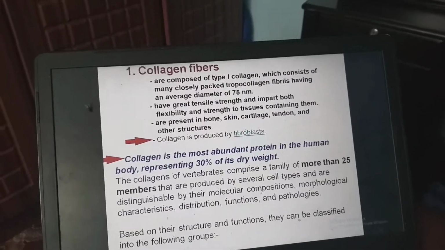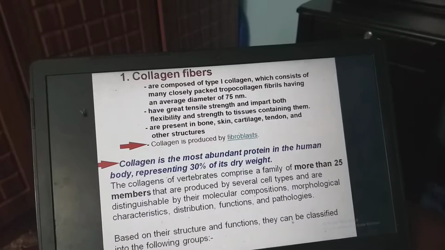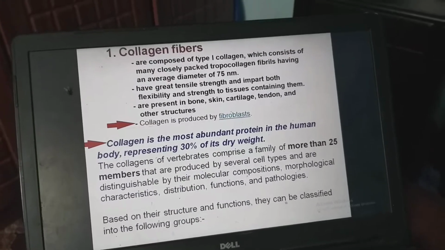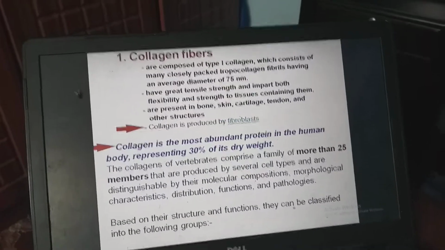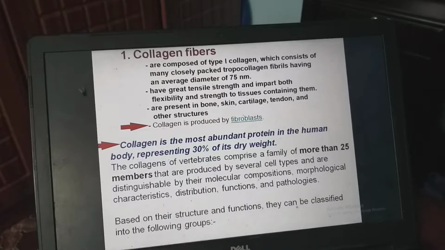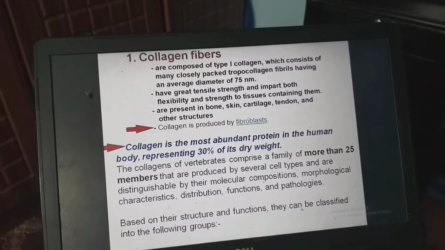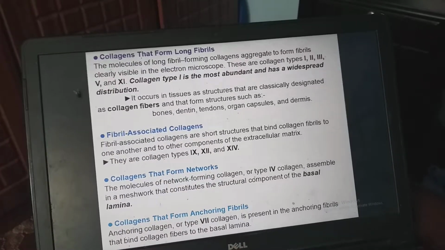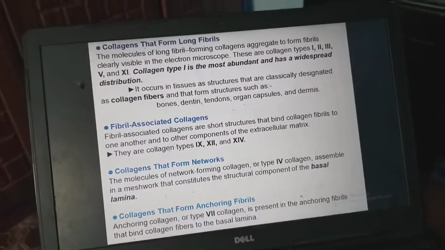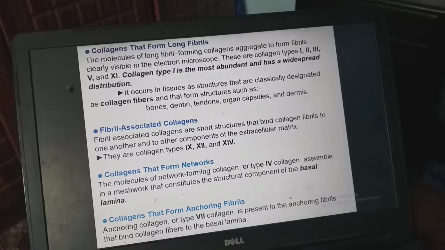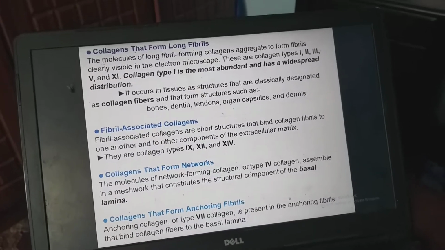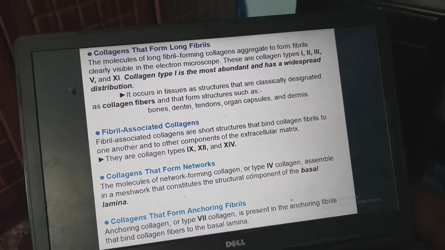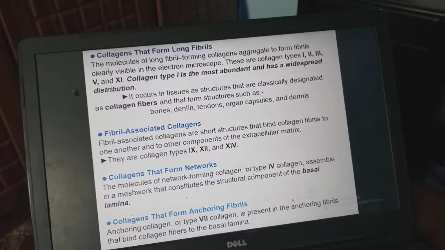The collagen of vertebrates comprises a family of more than 25 members, like collagen type 1, type 2, type 3, up to 25. But we are going to classify them based on their structure and function into four. The first is collagen that forms long fibrils. The second is collagen which forms short fibrils, or fibril associated collagens. The third is collagen that forms networks, and the fourth is collagen that forms anchoring fibrils.